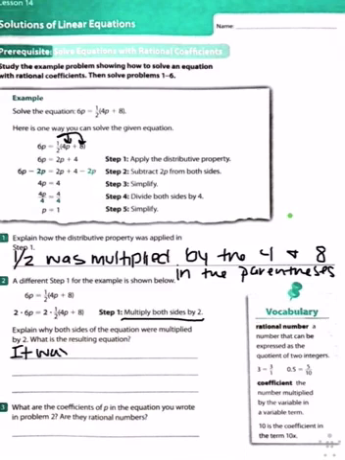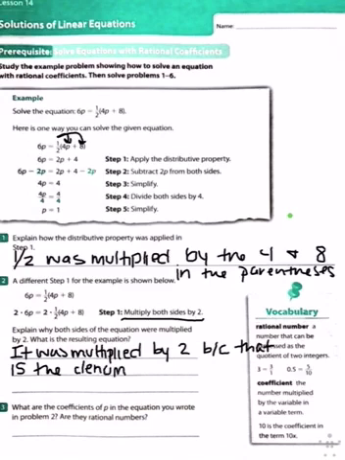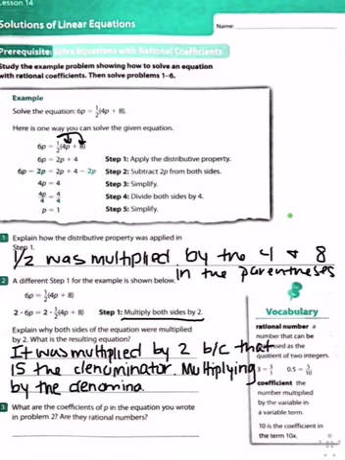It was multiplied by 2 because that is the denominator. Multiplying by the denominator gets rid of the fraction.